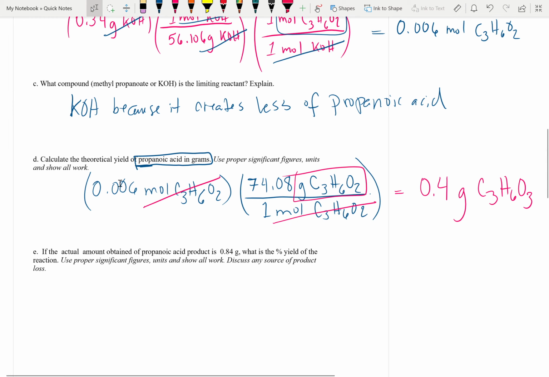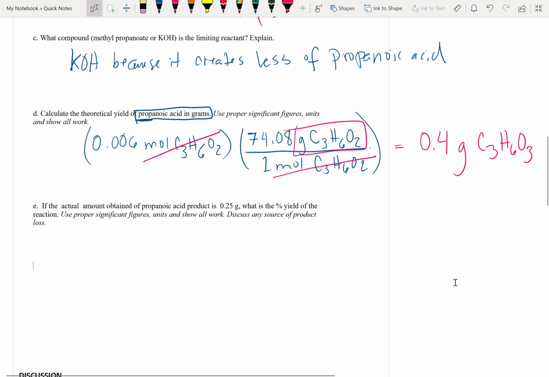So now it says here, if the actual amount obtained of propanoic acid is 0.84. If you do this math, it's going to give you 200% yield. And how are you going to explain that to me? I think you're going to have a hard time explaining that to me. So if you do this math and you end up with 200%, that means that your product is probably still wet, or something didn't go right. You have some kind of contamination. So what I did was I changed this 84 to 25. So if you do the math now, it should make more sense.